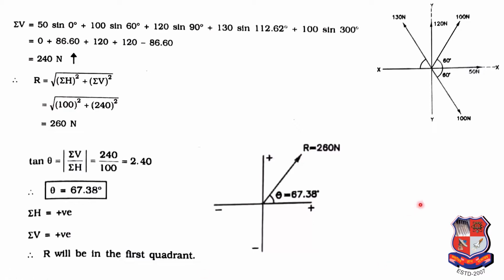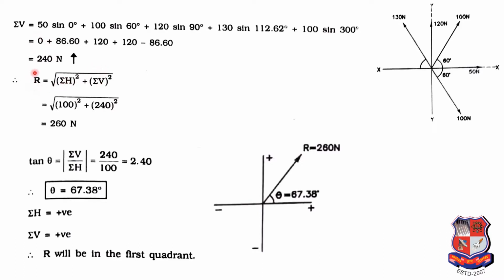Now we have to do summation of all the vertical forces. So summation of V: 50 sine 0, 100 sine 60, 120 sine 90, 130 sine 112.62 degree plus 100 sine 300 degree. By simplifying that, we will get 240 Newton positive. So horizontal forces are positive, vertical forces are positive.